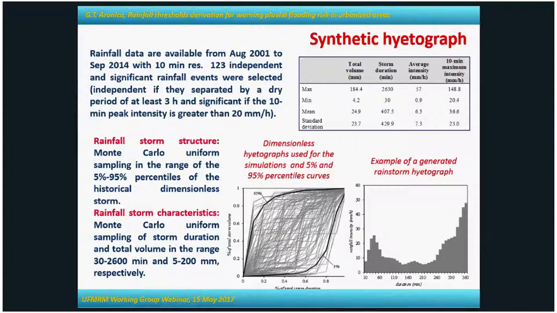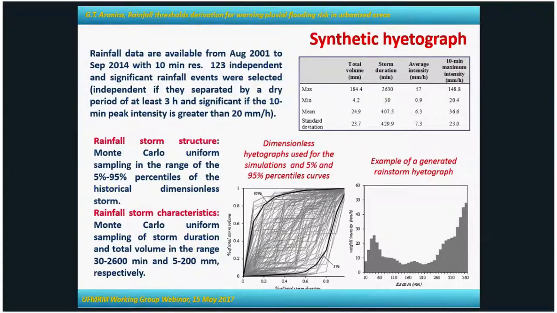intense rainfall. Don't forget we are in Sicily, so essentially the extreme events in terms of flood formation are events with high intensity and very short duration, a few hours, at most one day, no more. So from the total sample of the rainfall, we selected 123 independent and significant rainfall events, which were separated by a dry period of 3 hours, with a 10-minute peak intensity greater than 20 millimeters per hour. So we selected only the events significant in terms of flood formation. You can see on the table the characteristics of the selected events.